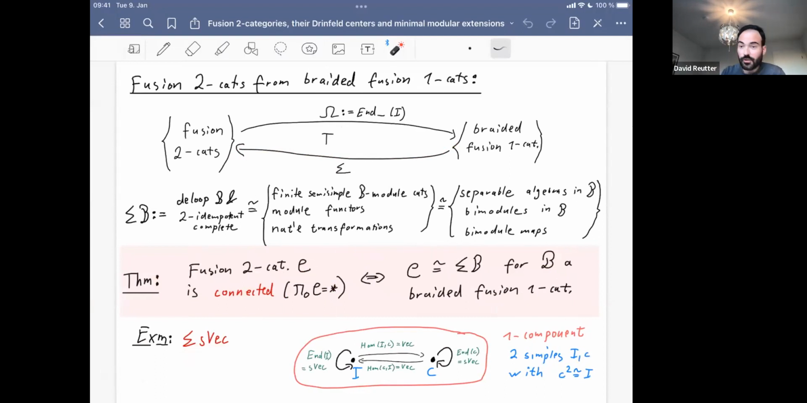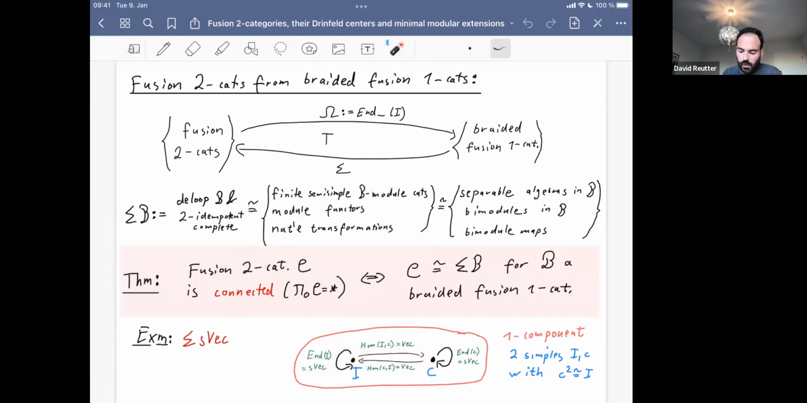I'm going to tell you what it is, and then tell you how one can figure out why it is of this form. This is going to have two simple objects. Let me just call them I and C. These are just names, and this is just the underlying two category. I'm not yet talking about the monoidal structure. The endomorphisms of I is the category of supervector spaces. Similarly, the endomorphisms of C are the category of supervector spaces. And the homs from one to the other and from the other to one are both the category of vector spaces. I haven't yet told you how, if I'm composing an endomorphism with a homomorphism, this is just a natural action of supervector spaces on vector spaces.